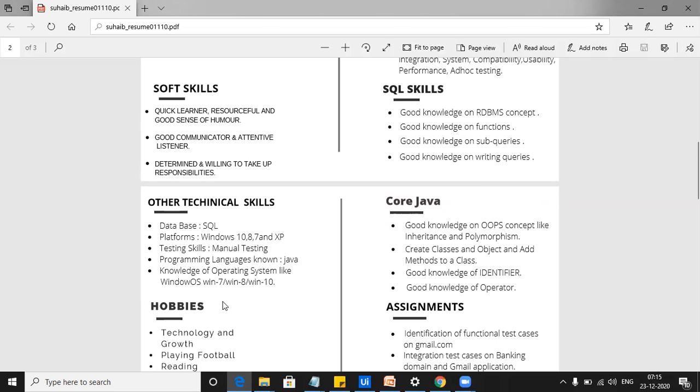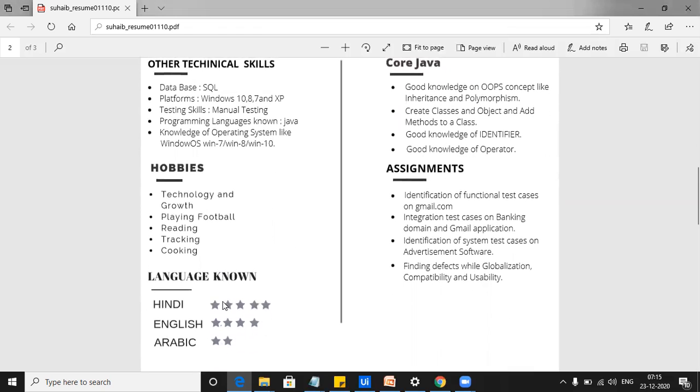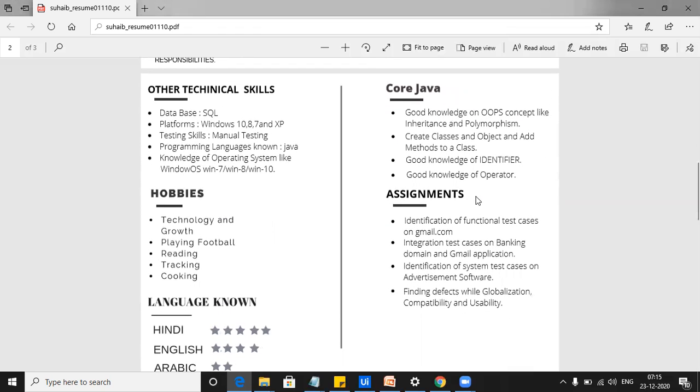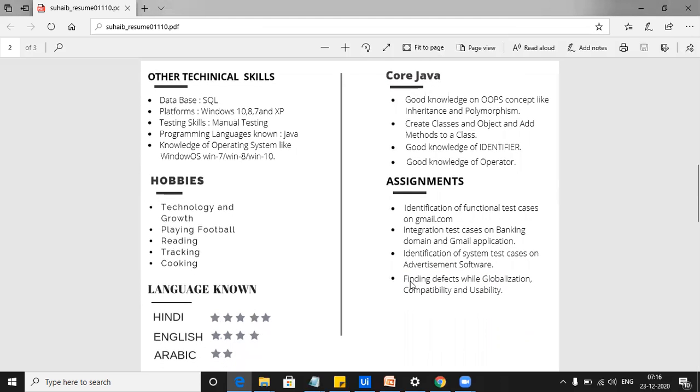Okay, hobbies is not at all required these days, so you should remove them. Language known is also fine. Assignments: identification of functional test cases on gmail.com, integration testing, finding defects while globalization. So over here you can tell what priority or what severity of the defects you found when you were testing. What impact did it make, and were they critical or major, because people would like to know that data.